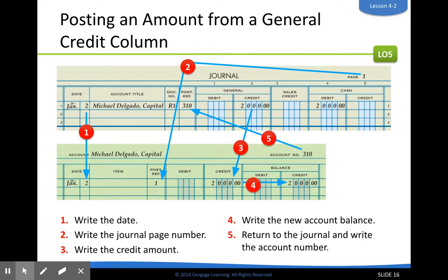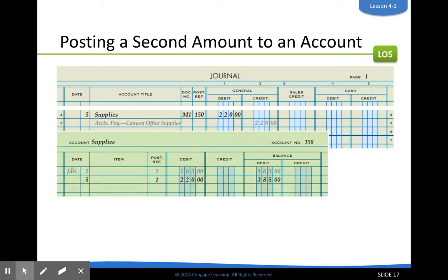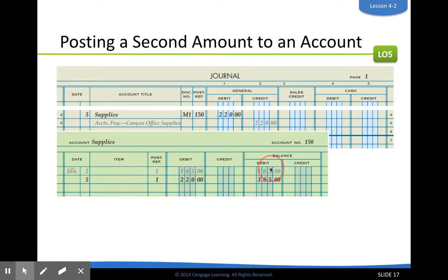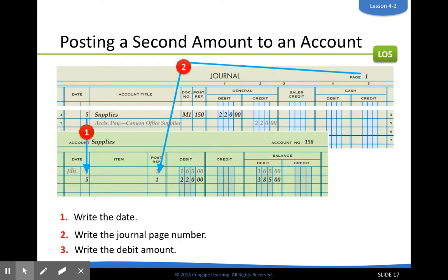So our next slide is what do we do if we have more than one entry listed in a ledger? So we're looking at supplies again. Remember on January 2nd, we debited it for 165. So our balance was 165. Well, now on January 5th, we have another transaction that affects supplies. So we need to transfer that into our ledger. The 5th, page 1, we have another debit amount, debit of 220. So now we have 2 debits.